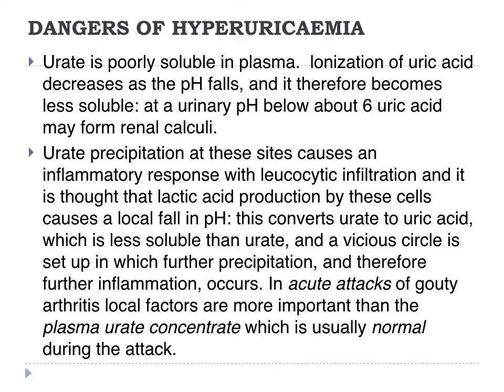What are the dangers of hyperuricemia? Urate is poorly soluble in plasma. Ionization of uric acid decreases as pH falls, and it therefore becomes less soluble at a urinary pH below about 6. Uric acid may form renal calculi. Urate precipitation at these sites causes an inflammatory response with leukocyte infiltration, and it's thought that lactic acid production by these cells causes a local fall in pH.